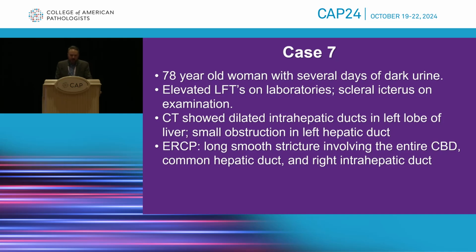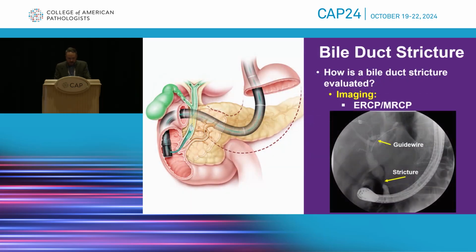Okay, so next we're going to talk about case 7. This is a 78-year-old woman who had several days of dark urine and had elevated LFTs on laboratories and scleral icterus. She had a dilated intrahepatic duct and had a small obstruction in the left hepatic duct. ERCP found a long, smooth stricture involving the entire CBD, common hepatic duct, and right intrahepatic duct. So how are bile duct strictures evaluated?